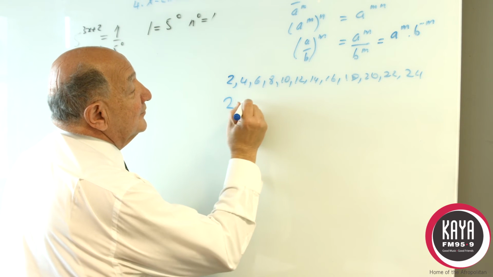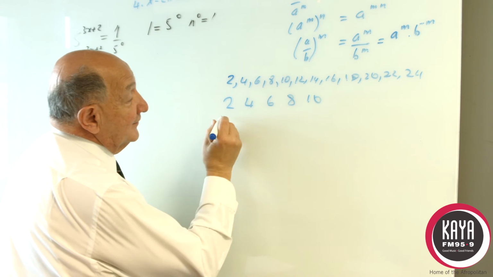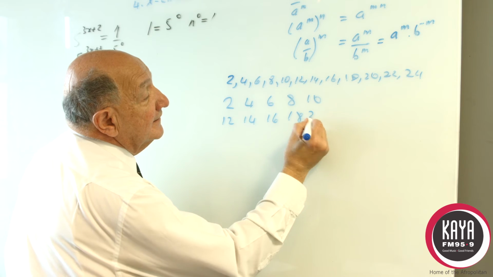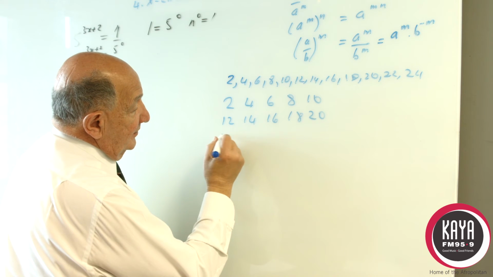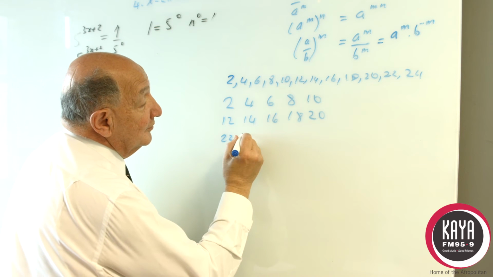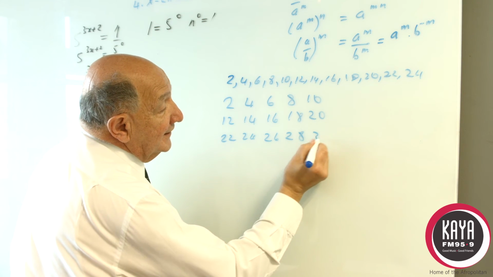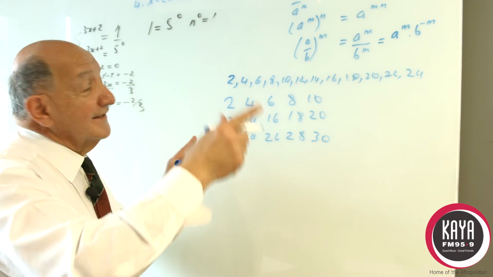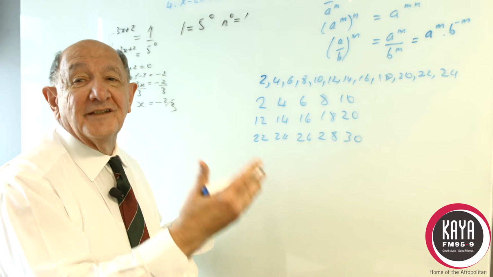So if we write it as 2, 4, 6, 8, 10, then we write the next one as 12, 14, 16, 18, 20. And then if we carry on, 10 added to this will be 22, plus 10 more will be 24, 26, 28, 30. So you can see the even numbers of the 2 times table is a cycle of 5 numbers. And the same goes for the 4 times table and for the 8 times table.